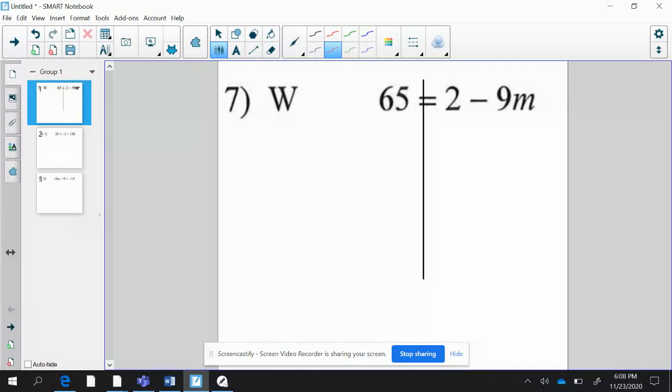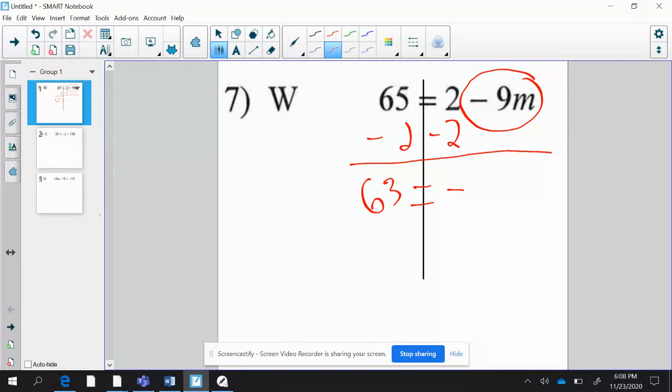And here we go. We have 65 equals 2 minus 9m. And again, we're trying to get m by itself, so we're going to take away 2 on both sides. I'm doing this with my hands. This is not my best on my laptop, but we're going to have to keep going. The big thing here is that's actually not a 9m, that's a negative 9m. So we have to bring down a negative 9m. That cancels out, but we still have a negative 9m.